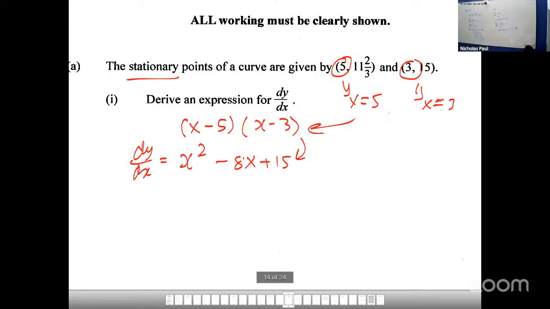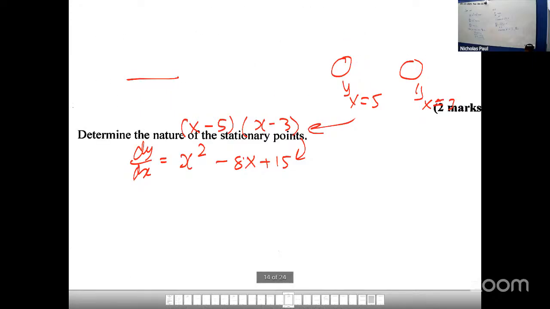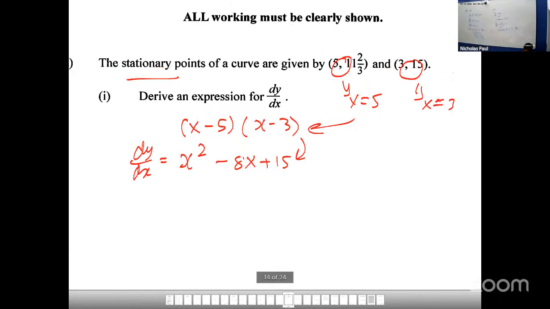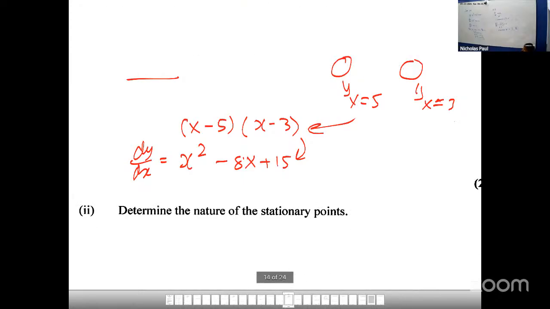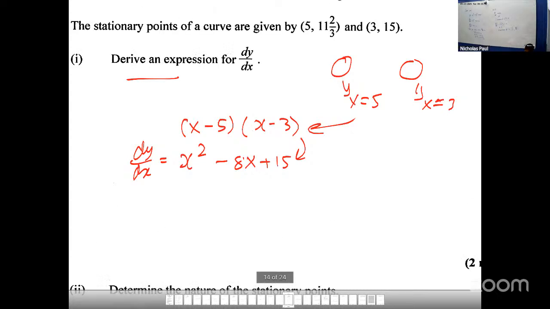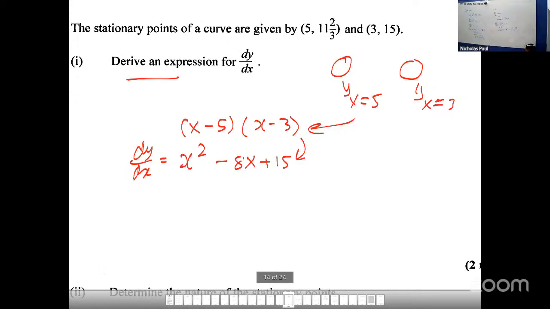Right, the next part, I didn't show you how to do it as yet. Oh wait, no, you can do that. Next part, find the nature. I didn't show you the third part. I showed some people. Find the nature now, please. Find the nature.